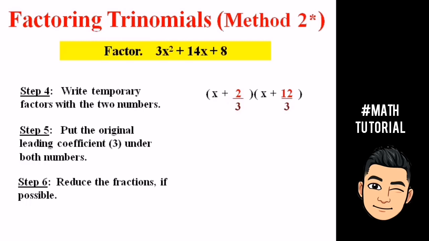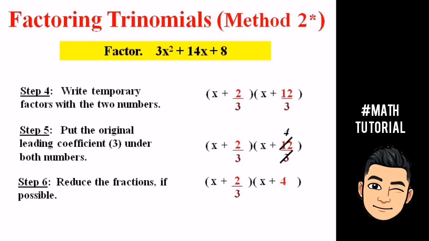Step 6. Reduce the fractions if possible. So, we have 2 over 3 and we have 12 over 3. So, we can reduce 12 over 3 because they have a common factor of 3. So, when we divide, we will get 4. So, that is 12 divided by 3 gives us an answer of 4.